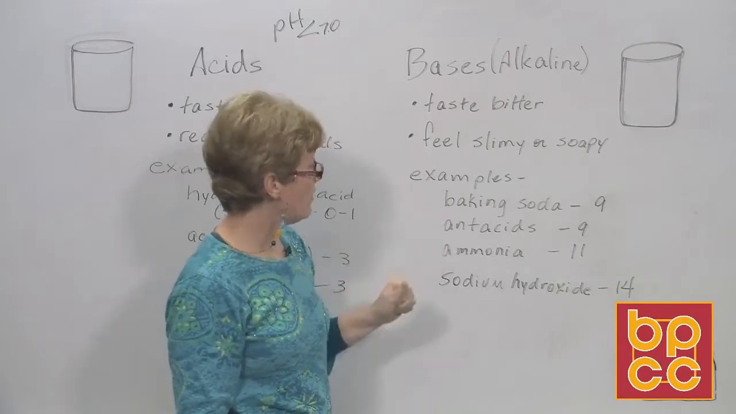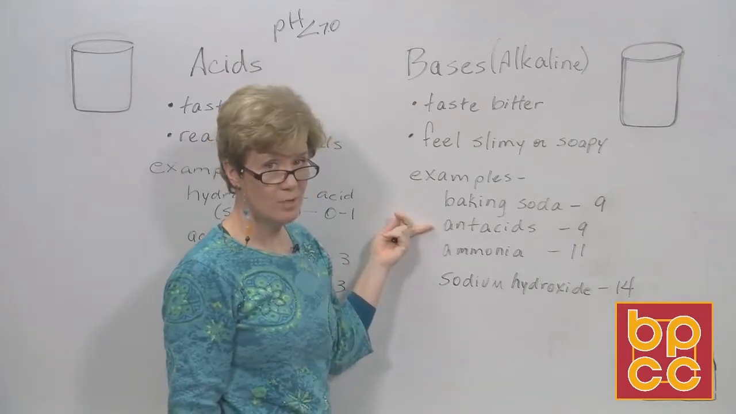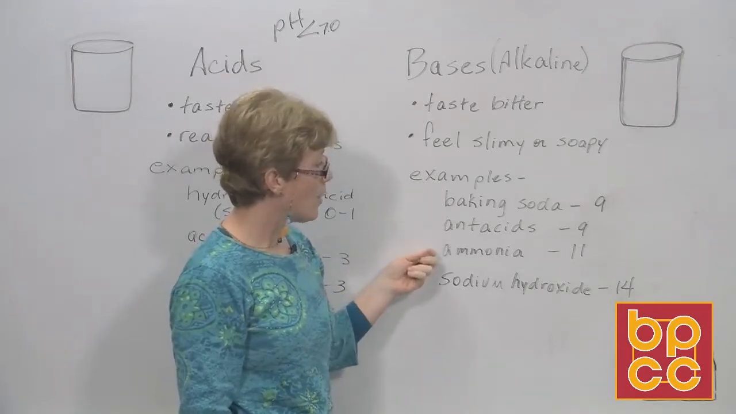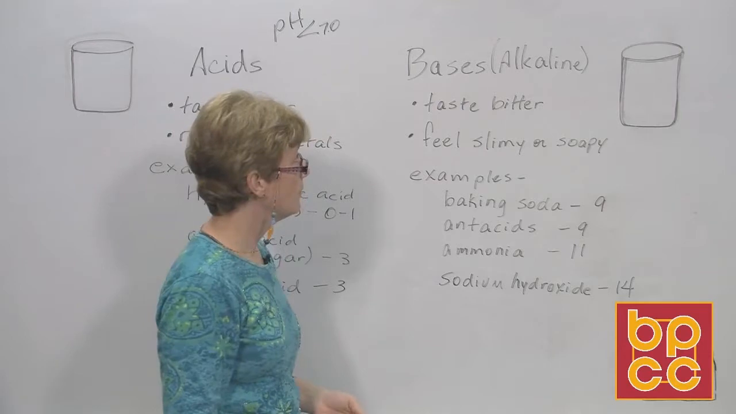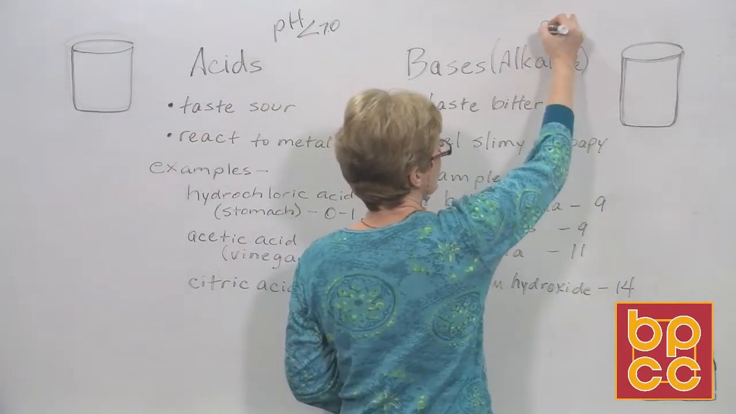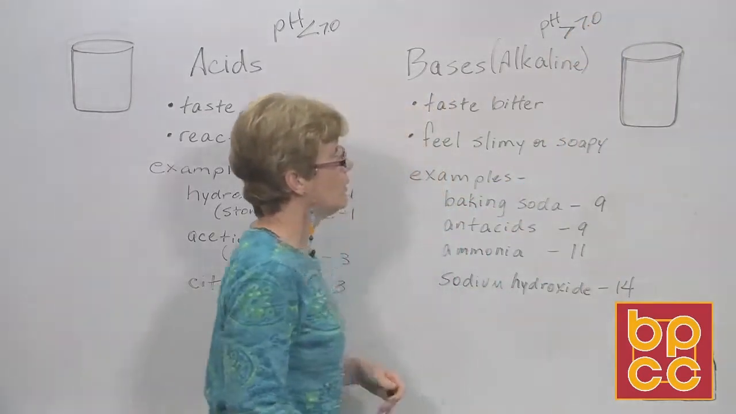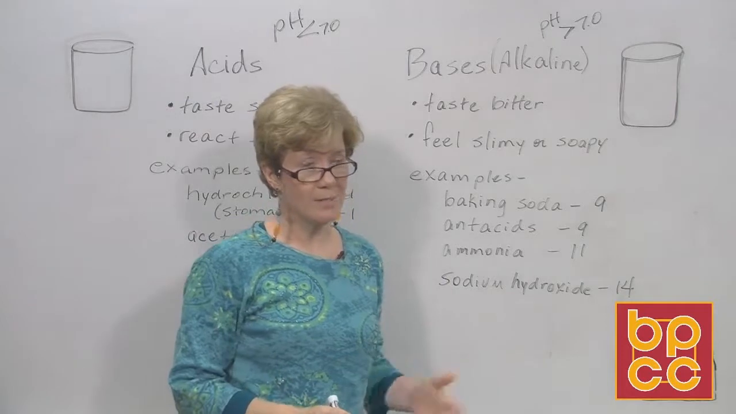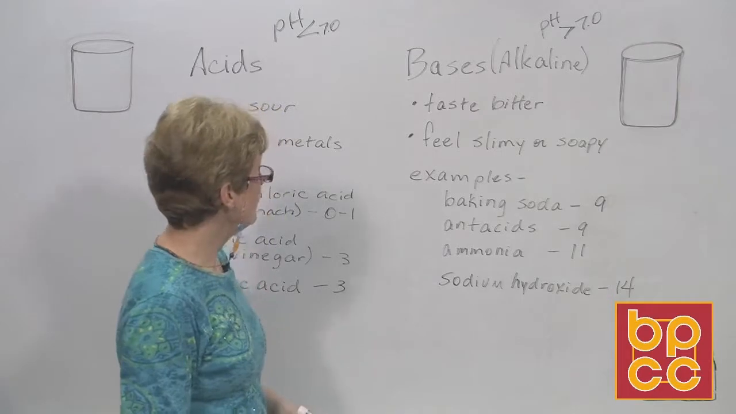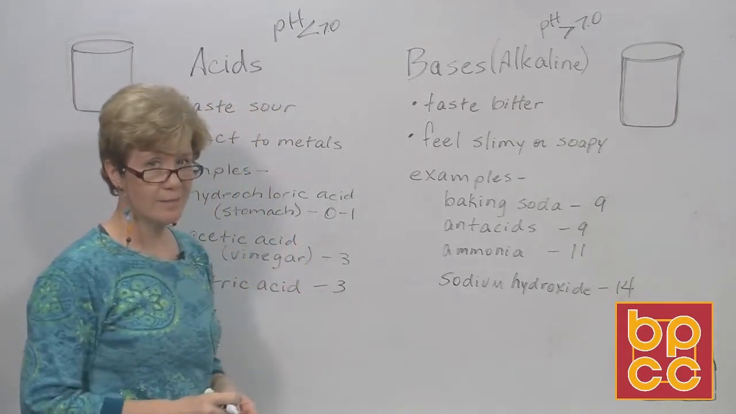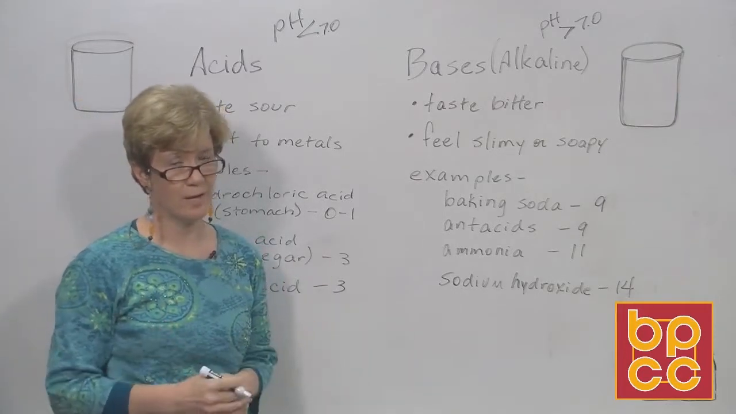Some examples of bases: baking soda, which has a pH of about 9, antacids, which have a pH of around 9, ammonia is about 11, and sodium hydroxide comes in at about 14. Bases are always going to have a pH of greater than 7.0. So when we're looking at a pH scale, if something comes in at 7.1, it's considered a base. It's slightly basic. When we're looking at acids and bases, one of the things we're looking at is the ratio of hydrogen ions to hydroxide ions.